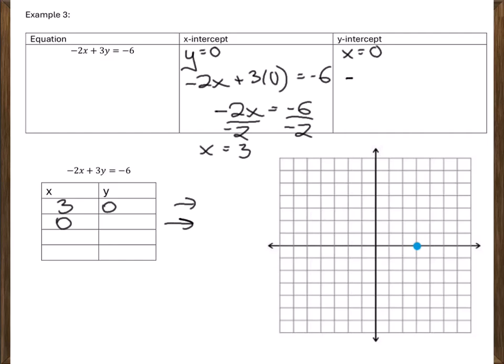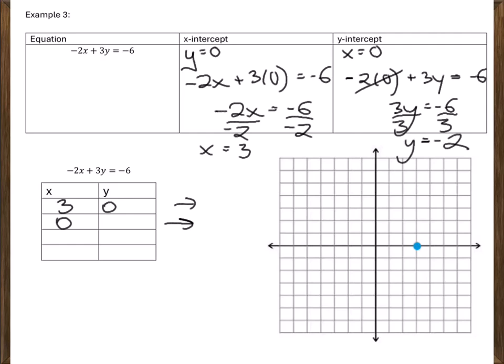Then, to find our y-intercept, we set x equal to 0. So we have negative 2 times 0 plus 3y is equal to negative 6. So we have 3y equals negative 6. Divide by 3, we find out that y is equal to negative 2. That's the point right there, and we can connect them with a line, and that's it.